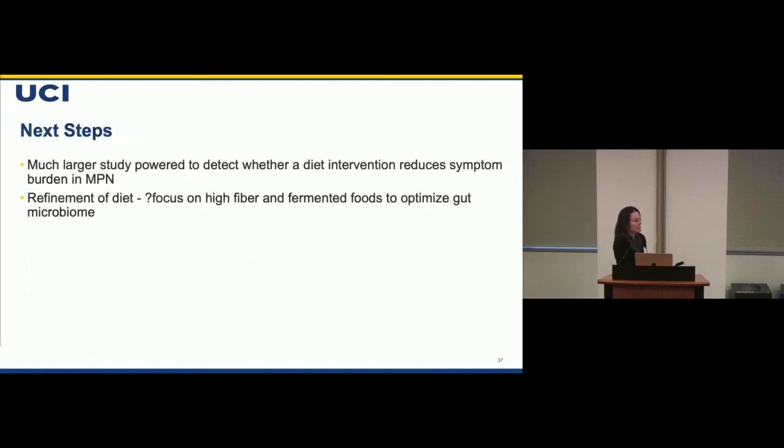So then our next steps, we want to do a much larger study that is actually powered to detect whether a diet intervention reduces symptom burden in MPN. Our first studies just showed that this can be done, but now we want to know, does it actually impact something clinically in MPN? And potentially we could do some refinement of the diet, make an MPN-specific Mediterranean diet, potentially focusing on fiber and fermented foods, which the fermented foods may optimize the gut microbiome. So we're working on those and are making an attempt to obtain funding for a larger study.